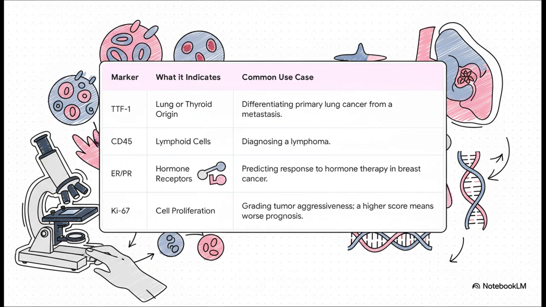Because the treatment for a primary lung cancer is totally different from, say, a colon cancer that has spread to the lung. Other markers like ER/PR in breast cancer don't just diagnose, they actually predict whether a patient will respond to certain hormone therapies. So it's diagnosis and treatment guidance all wrapped up in one test.